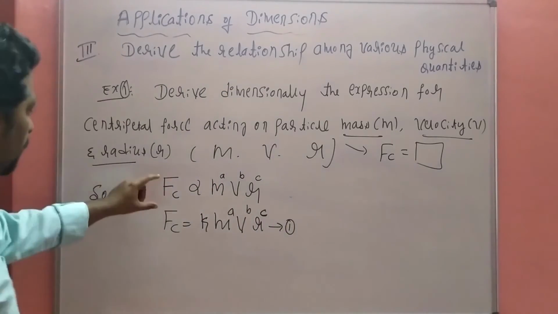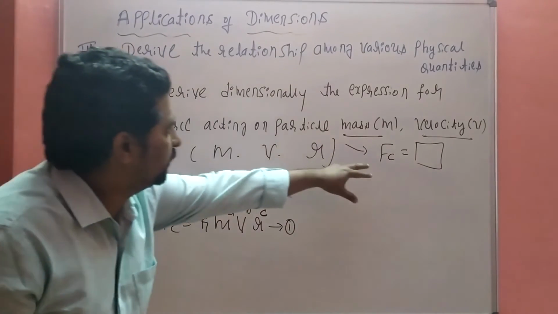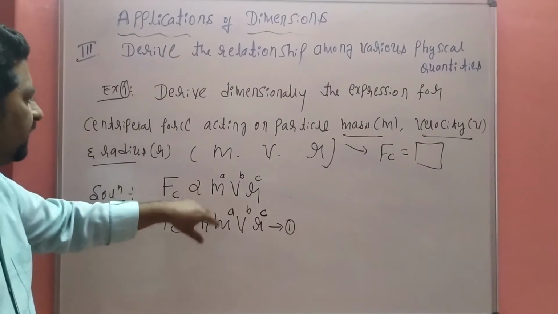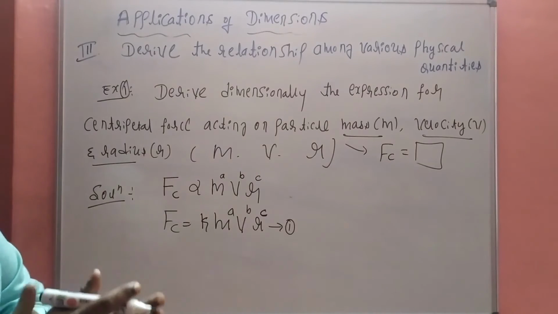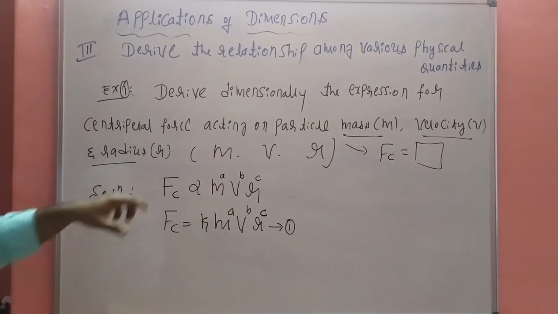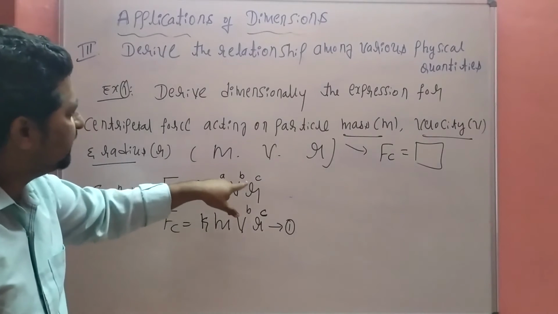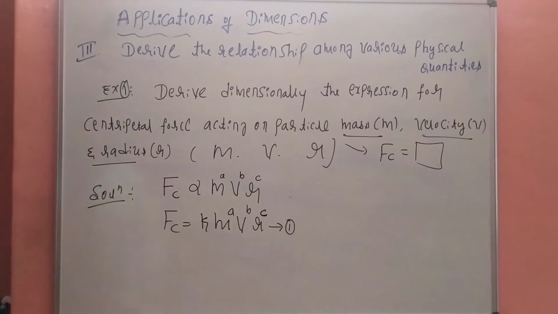In step number one, we have to derive the centripetal force. It is directly proportional to m, v, r, and I don't know the powers, so I take them as a, b, c. You can take x, y, z or p, q, r, any letters for the powers. You don't know the powers.